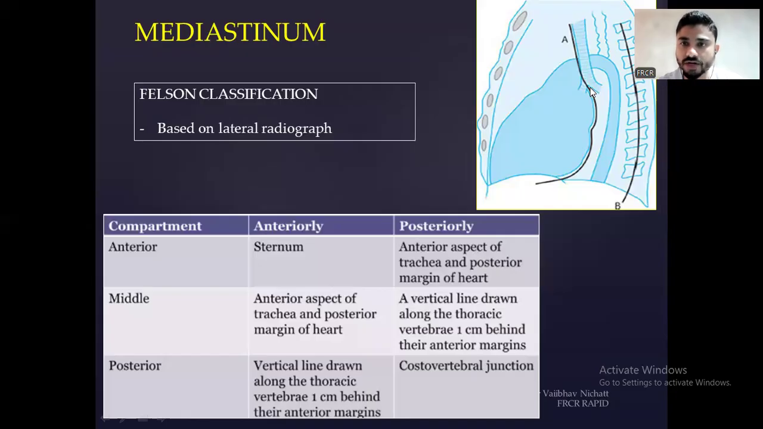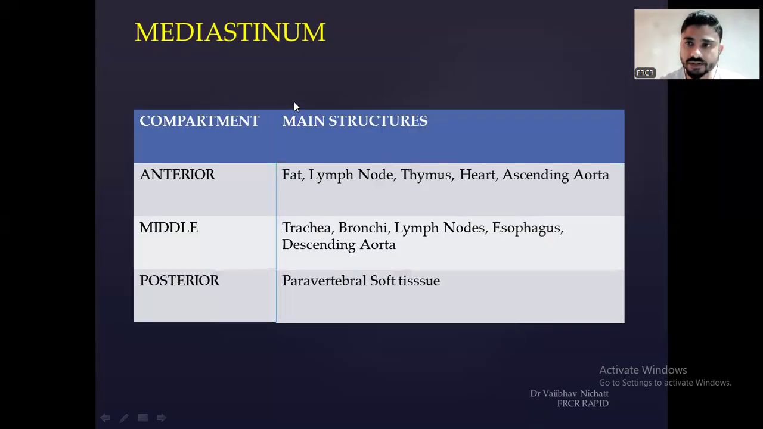Okay, so the middle mediastinum starts from the posterior boundary of anterior mediastinum, which is anterior wall of the trachea and posterior wall of the heart, and ends 1 centimeter just posterior to the vertebral bodies. And posterior mediastinum starts from there. If you draw a vertical line 1 centimeter behind the anterior margins of vertebral bodies, then this is the posterior mediastinum. And this Felson classification is based on the lateral radiograph.